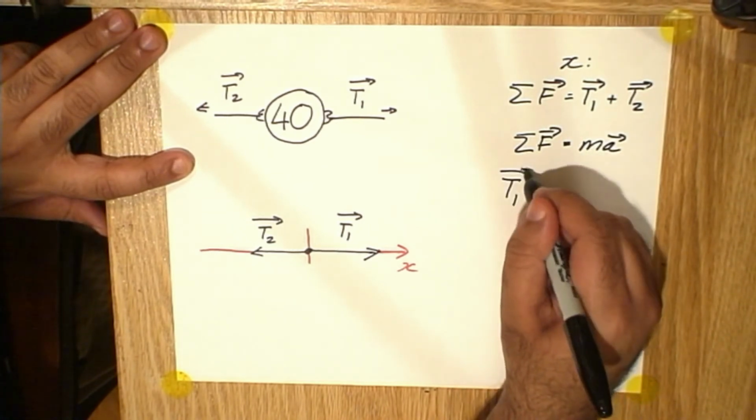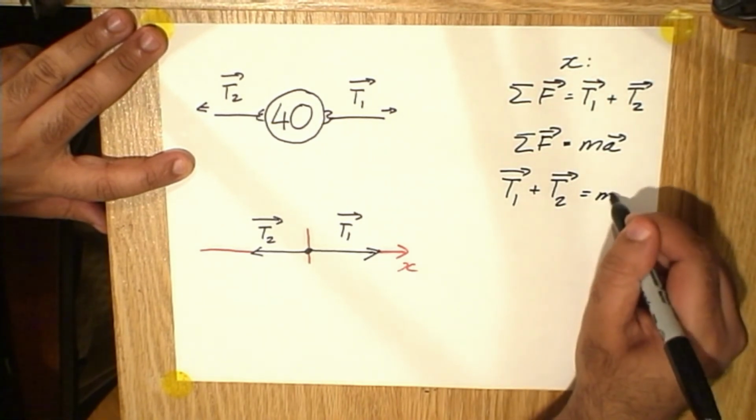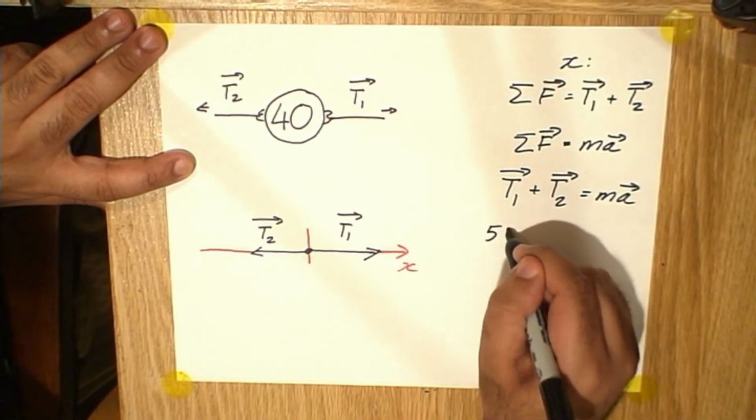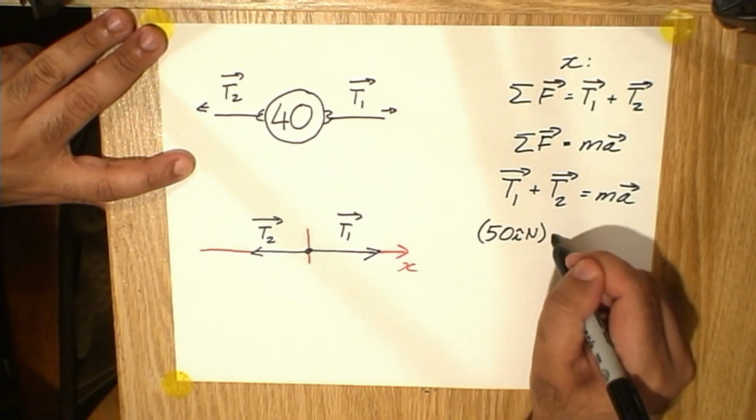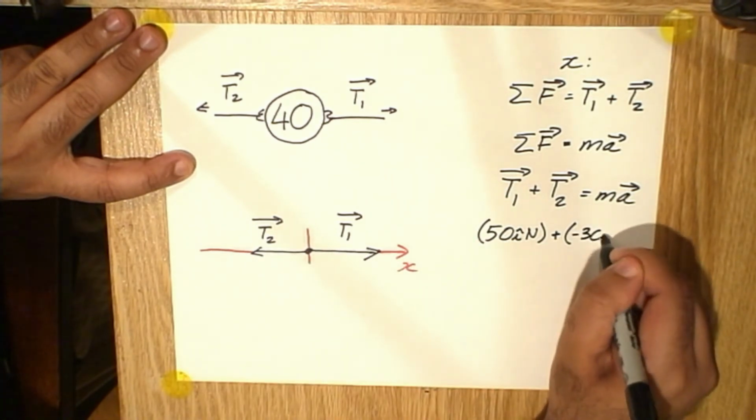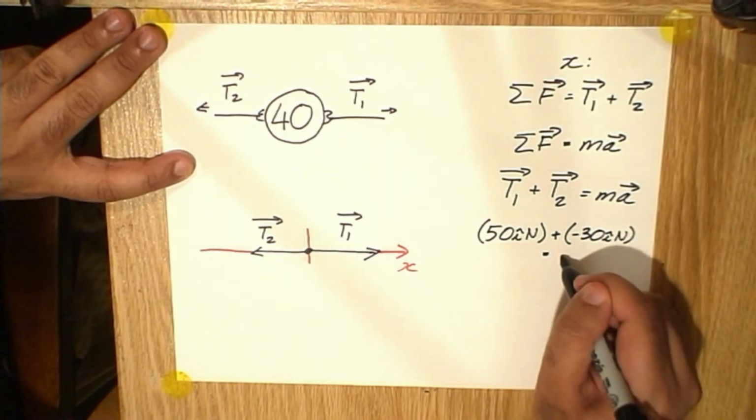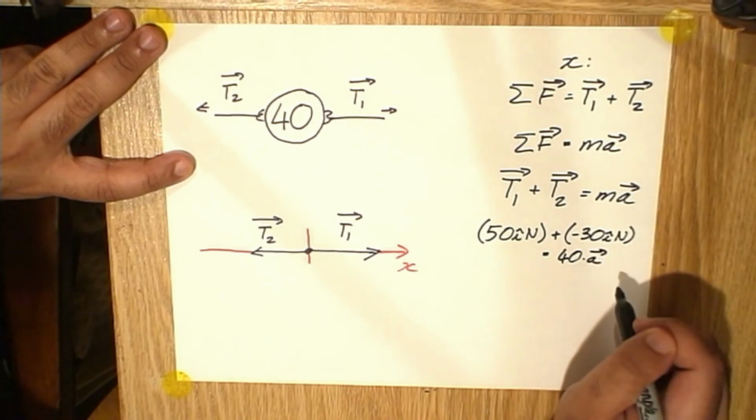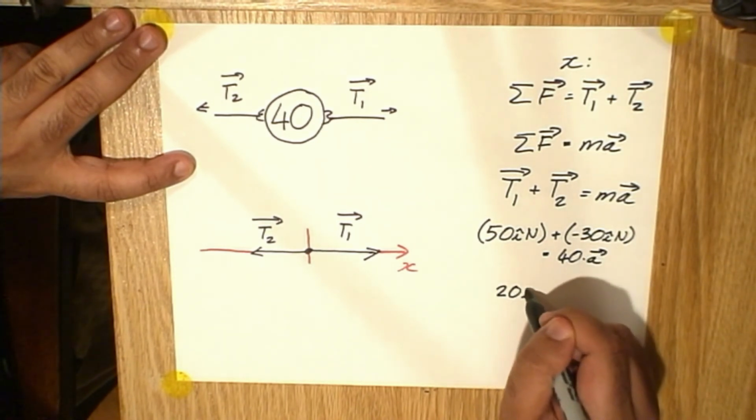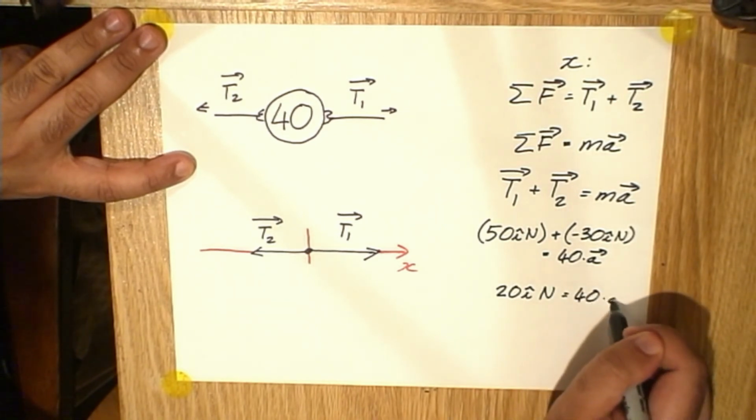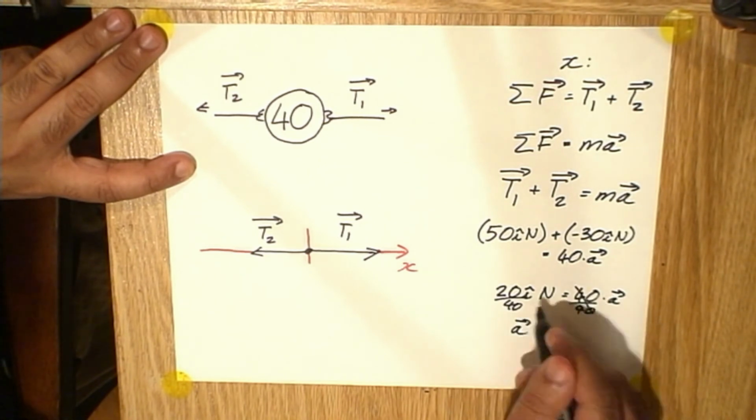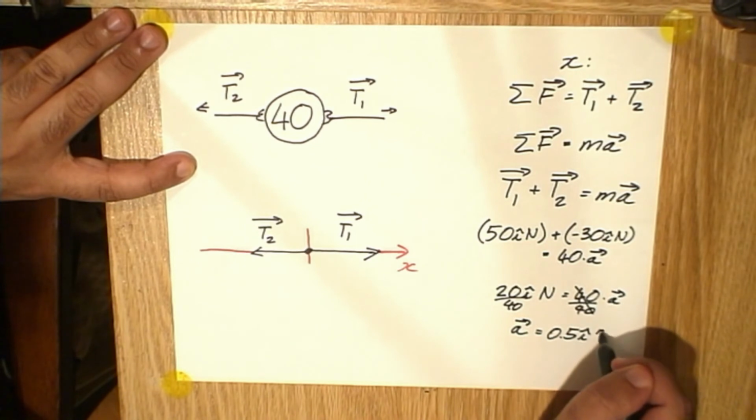So let's plug this all in. T1 plus T2 is equal to mass times acceleration. We were told that T1 is equal to 50 i hat newtons, and T2 is equal to negative 30 i hat newtons because it's pointed in the negative direction. And all of that is equal to a mass of 40 times an acceleration which is unknown. So 50 plus negative 30 is going to give us positive 20 i hat newtons, equal to 40 times the acceleration, and therefore, dividing both sides by 40, you get 0.5 i hat meters per second squared.